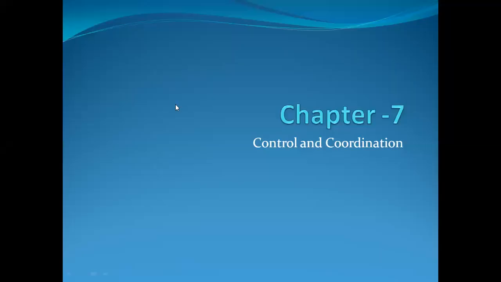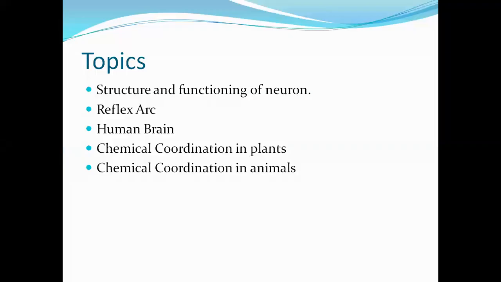Hello students, today we are going to learn a biology chapter that is control and coordination. In this chapter, we are mainly going to learn a few topics: structure and functioning of neuron, reflex arc, human brain, chemical coordination in plants and chemical coordination in animals. But before looking into these topics, let us first learn what is the meaning of control and coordination.